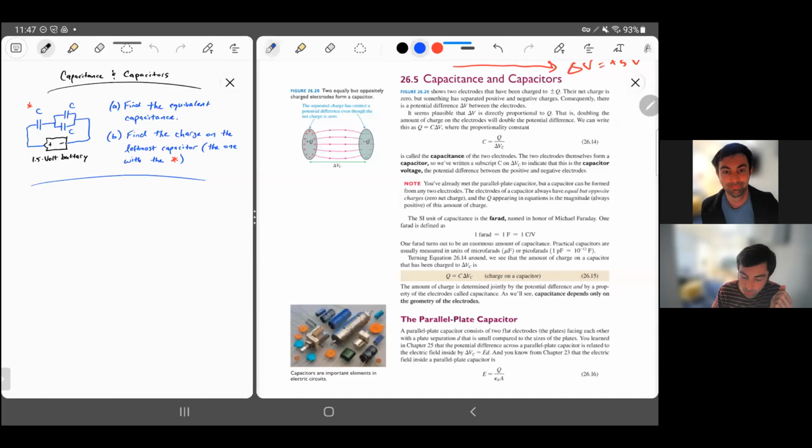In this video, we're going to do an overview of capacitors, so the rest of chapter 26 here. Capacitors are circuit elements. This is the first circuit element that we're going to see other than the battery that we introduced last video. And the purpose of a capacitor is to store energy by separating charges.